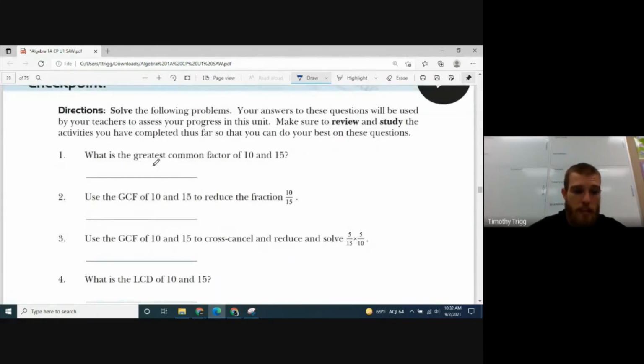Let's go over this last set of problems. What is the greatest common factor between 10 and 15? So what's the biggest number that divides both 10 and 15? Well, that's 5.